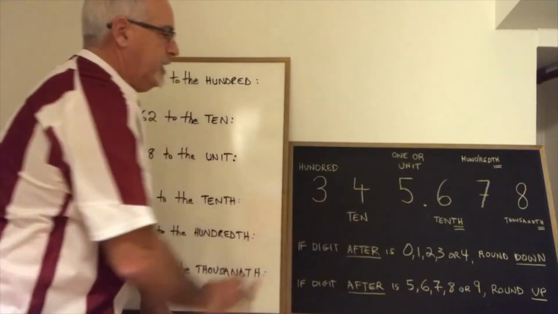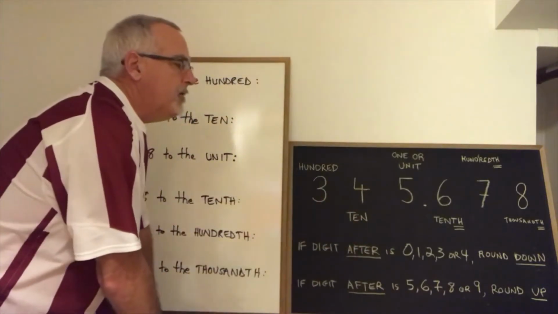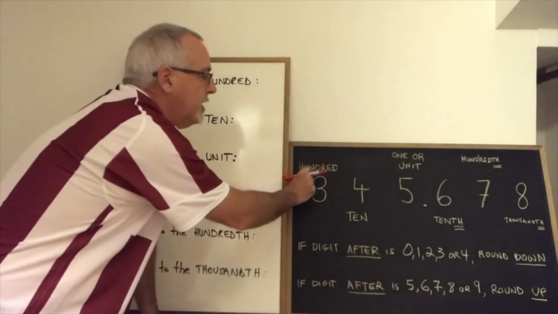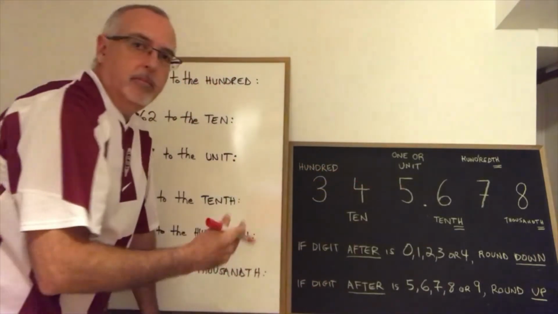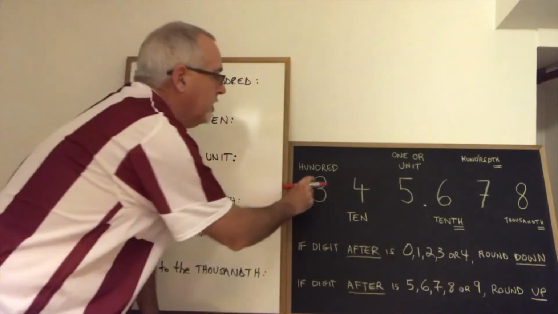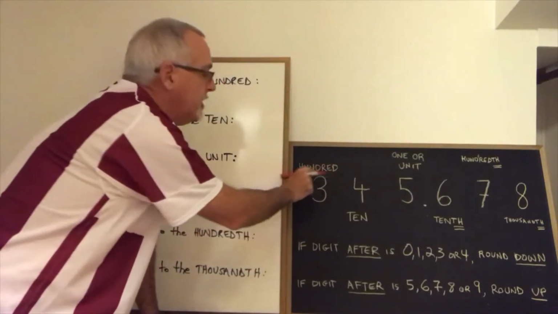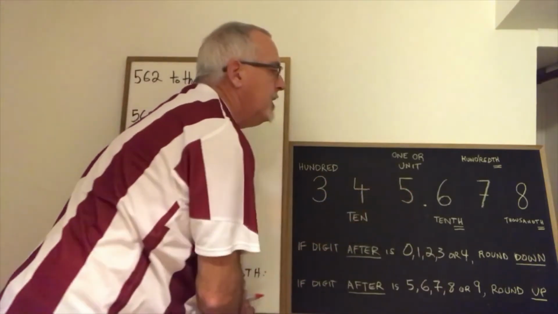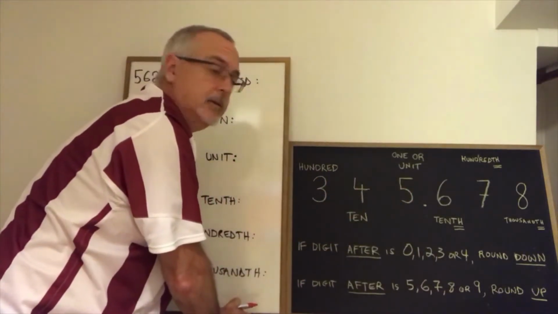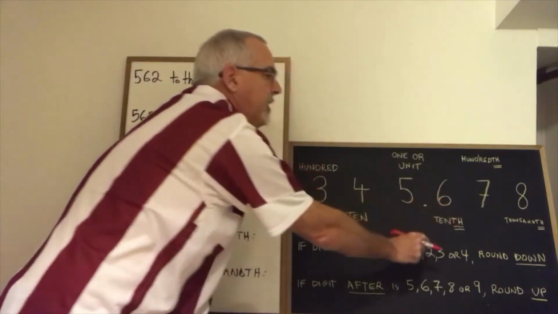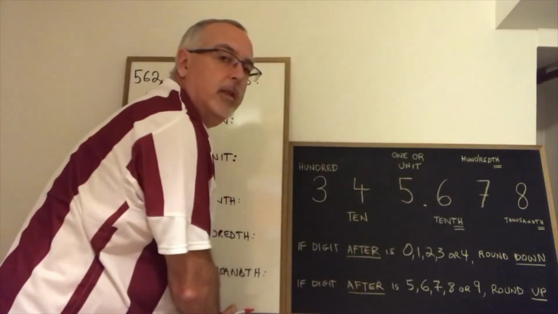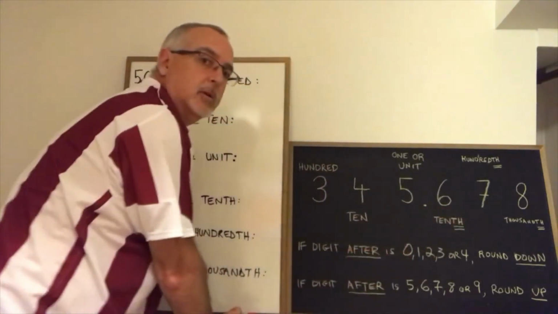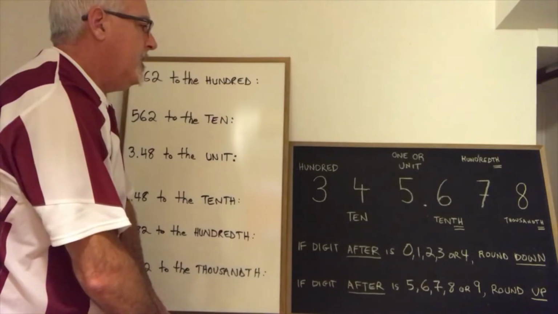Starting with the chalkboard here, we have a large number, 345.678, and illustrated what each position in the number is called. So the 3, it's 300, the 3 is in the hundreds position, 4 is in the tens position, 5 is in the ones position, also called the unit position, 6 is the tenth, 7 is the hundredth, and 8 is the thousandth. Watch out for that TH at the end of these words because it makes a big difference.